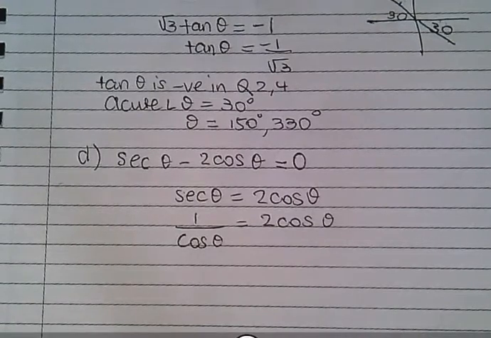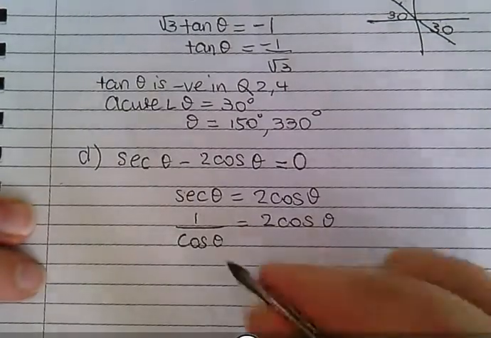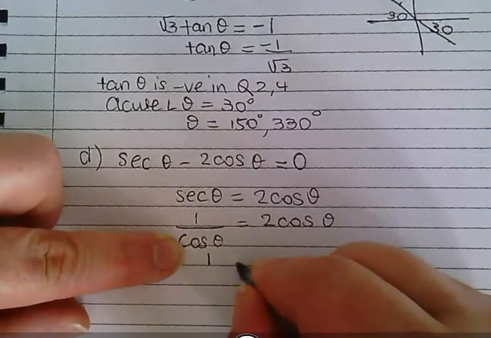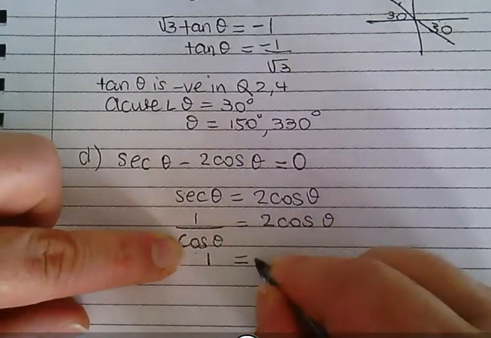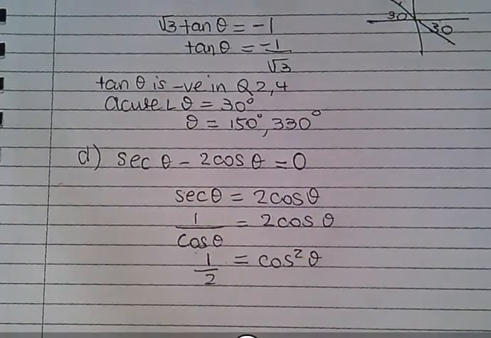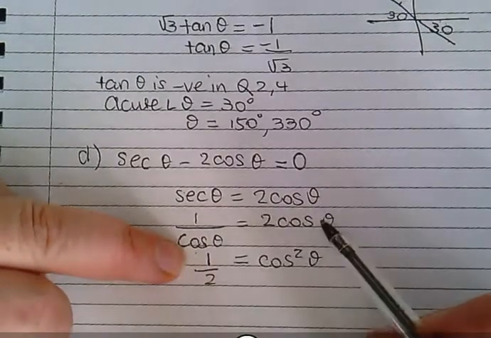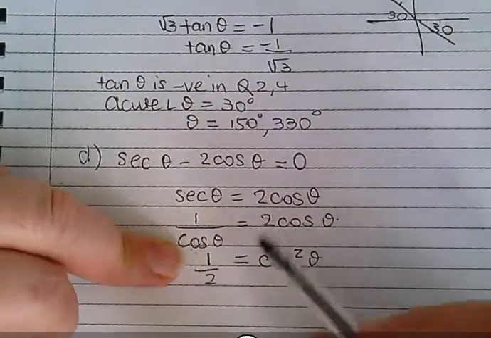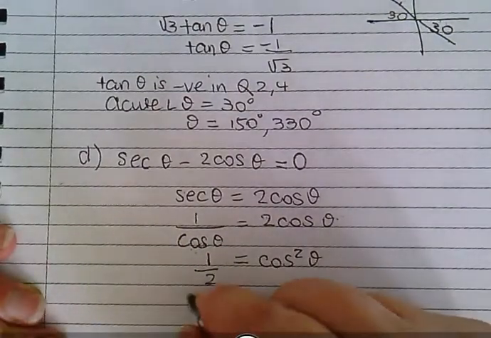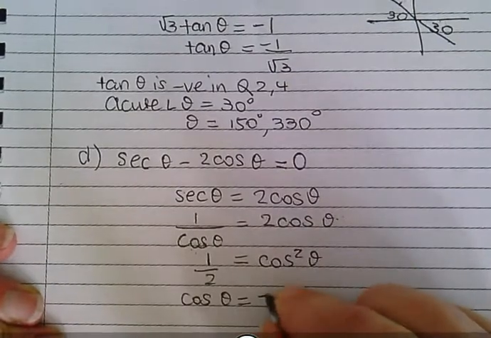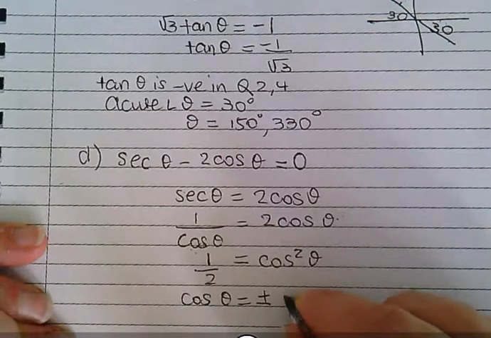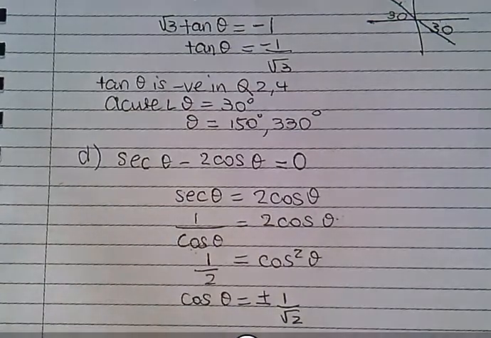Sec theta equals 2 cos theta. We know that sec is 1 over cos. Can I put the 2 down there? Isn't it this? Cos squared theta is a half. You okay with that? Because you're multiplying by cos theta and you're dividing by 2. You're rearranging. Do you know what to do now? So therefore cos theta is plus or minus the square root of a half, which is 1 on root 2. You okay with that?